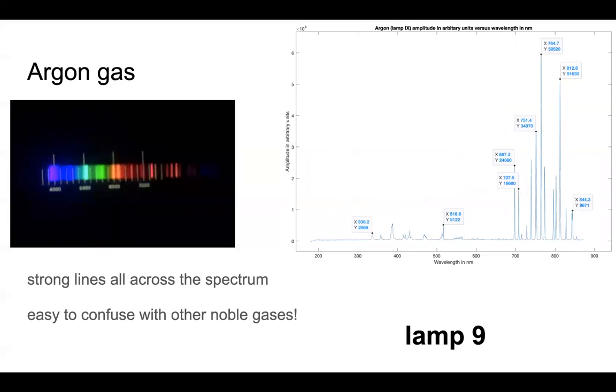So finally, we have argon. Now, this one was somewhat difficult to identify because many of the noble gases have similar spectra. Not surprising. And here you have strong lines all across the spectrum, especially as you get up into the near infrared, and just the plain red part of the spectrum. You see some very strong lines. And ultimately, looking at the database, we determined that lamp 9 was argon, right? And so that does it for the elements.